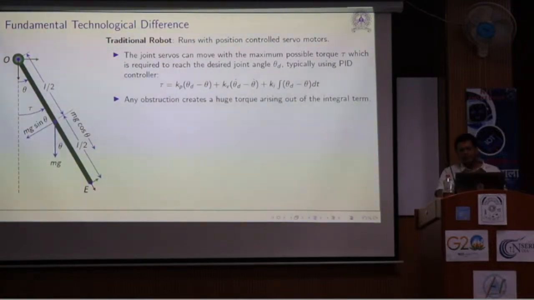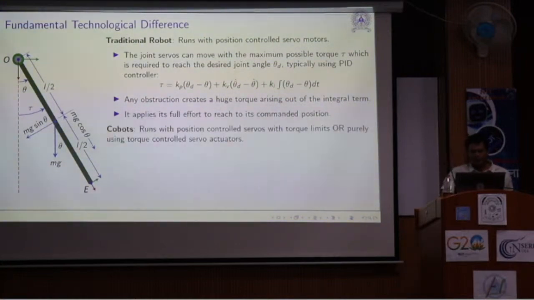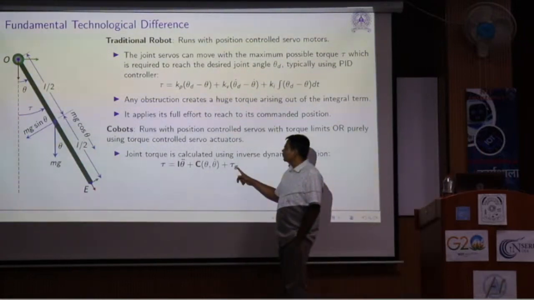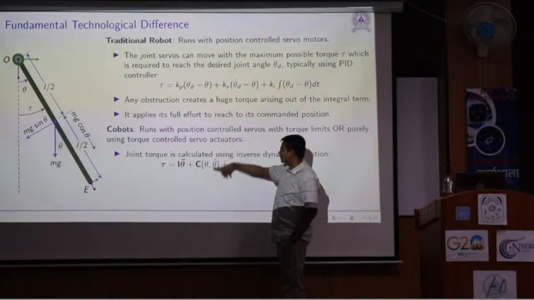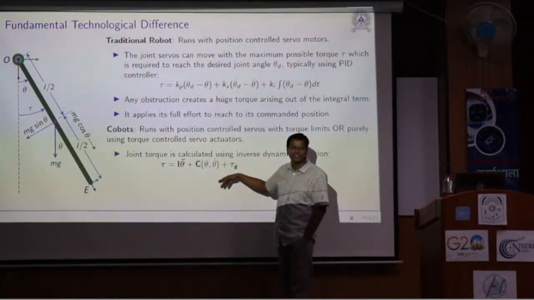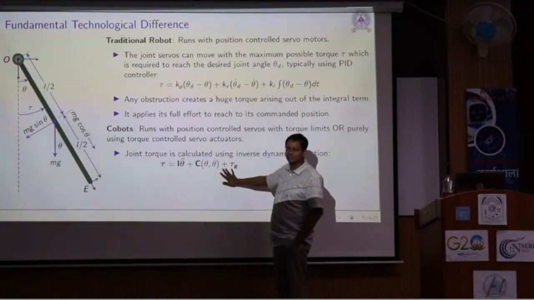So this creates a huge torque, as I have said. Full effort to reach to the commanded position. Cobots, they run on position control as well as torque control or purely torque controlled servo actuators. Equation here is something like this. Your torque is not governed by this, your torque is governed by this. इतना fundamental difference है.